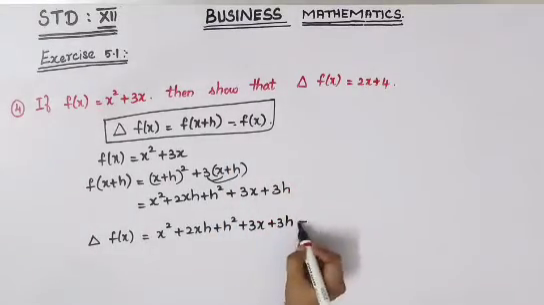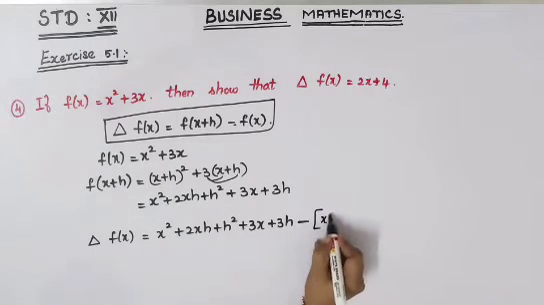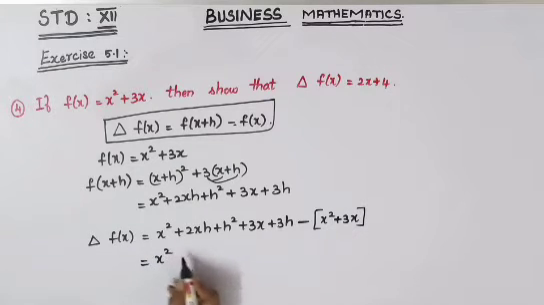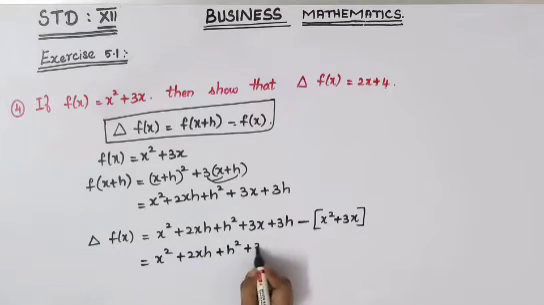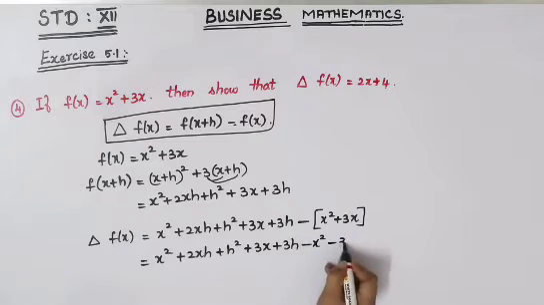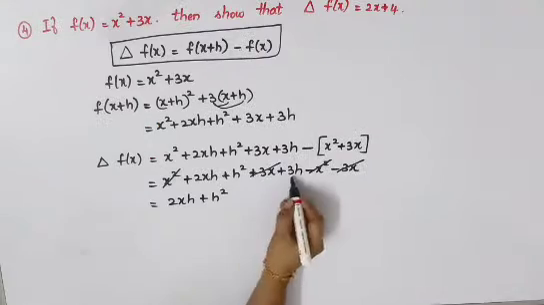This minus, from the formula, f of x. We have got f of x here, so just write that, x square plus 3x. Now solving, x square plus 2xh plus h square plus 3x plus 3h, just multiply with this minus inside, so minus x square minus 3x. We have got plus 3x and minus 3x, so you can cancel it. And x square and minus x square is there. So the left out terms will be 2xh plus h square plus 3h.